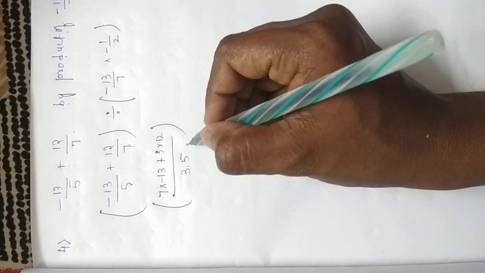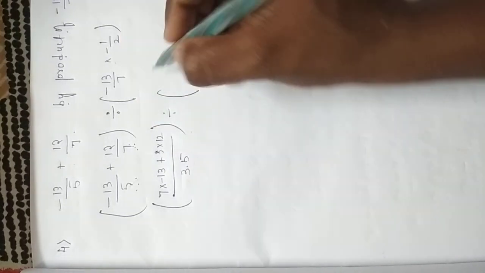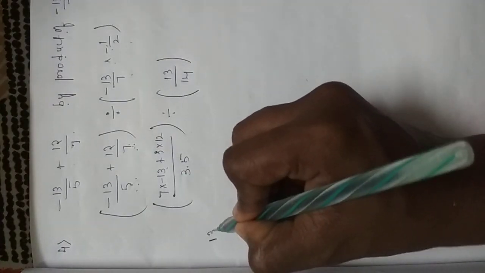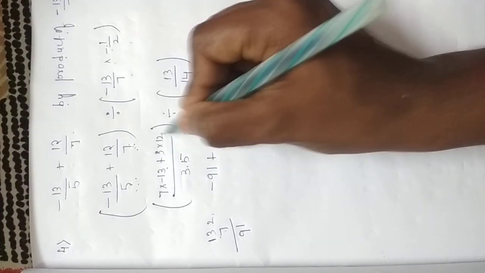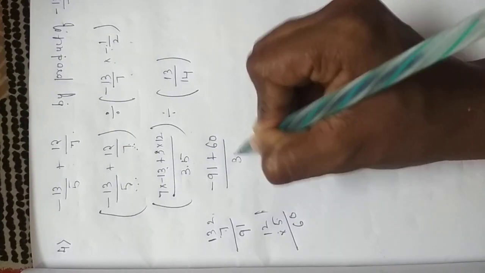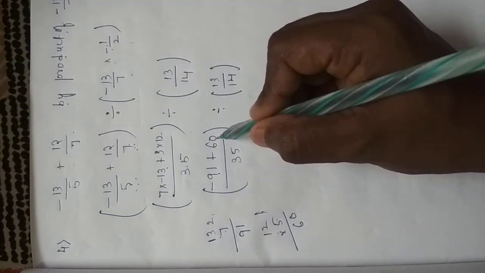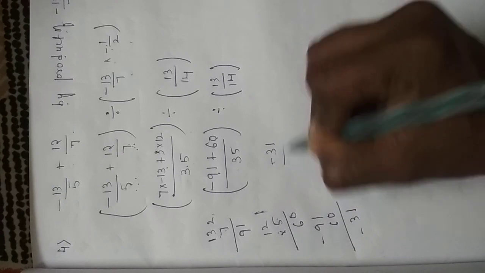Here I didn't explain the LCM for the second part, because 7 and 5 is 35. In the 5 table you won't get 7, in the 7 table you won't get 5. Divided by, here multiplication is there, so we don't need to do LCM, directly multiplication. Minus into minus is plus, 13 into 1 is 13, 7 twos are 14. Okay, 7 into -13, 7 thirteens are 91. So -91 plus 5 twelves, 12 fives are 60, so 60/35 divided by 13/14. -91 plus 60, subtraction, is -31/35.